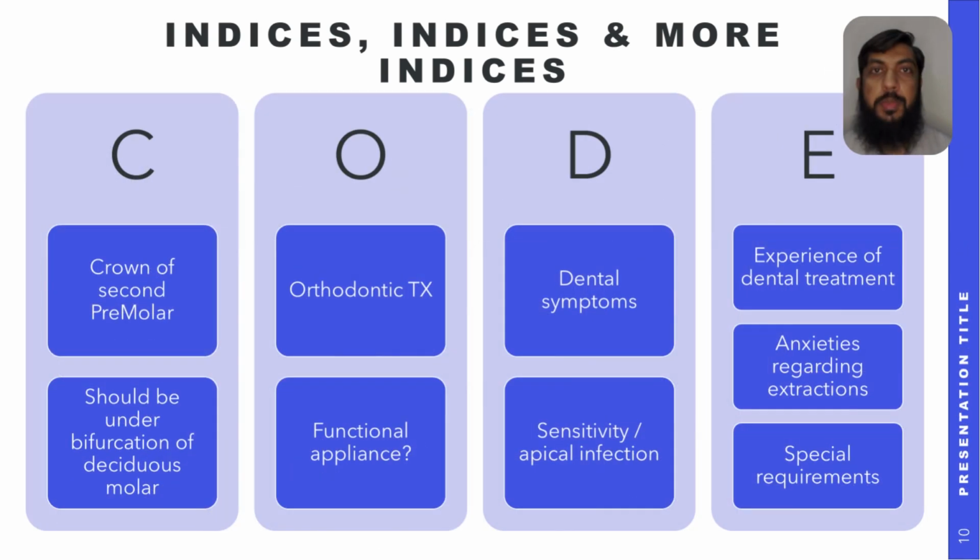Deciding on the first permanent molars, we are going to look at C, the crown of the second premolar, has it reached under the bifurcation of the primary deciduous second molars. O is the orthodontic treatment, what type of orthodontic treatment such as face mask or reverse face mask we are going to give. D is for dental symptoms such as pre-existing apical abscesses or sensitivity. So that has to be dealt with before we go for orthodontic treatment.